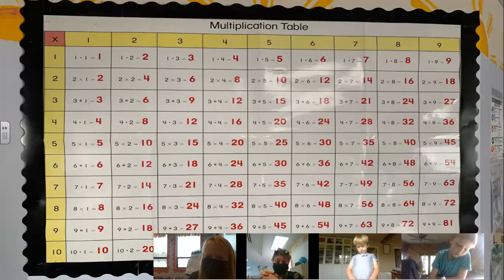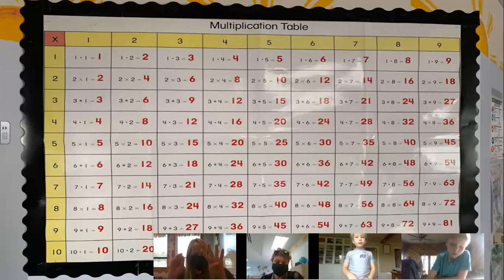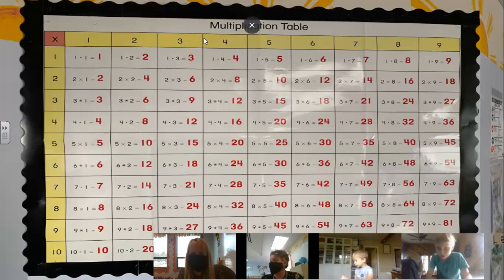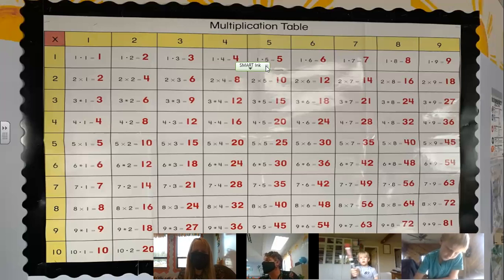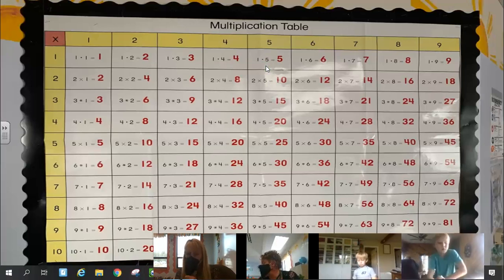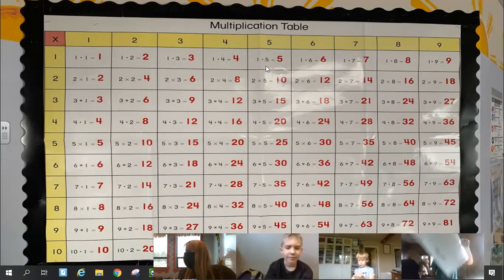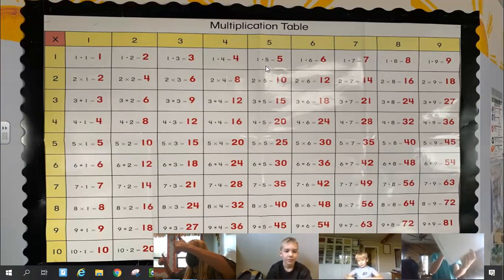Show me on your board what 2 times 9 equals. Write the equation, figure it out. If you have to put up 9 fingers and count by 2's, or 2 fingers and you could do your double 9s, either way would work. 2 times 9, what does it equal? And I see people have it. Leo, can you unmute and tell us? 18. Give a thumbs up if you wrote 2 times 9 equals 18.